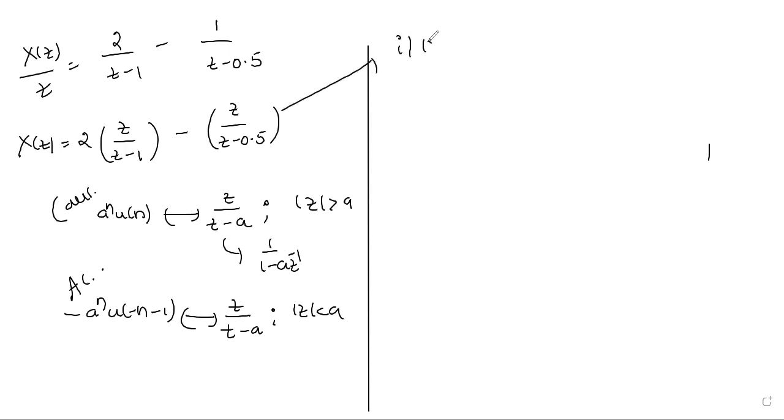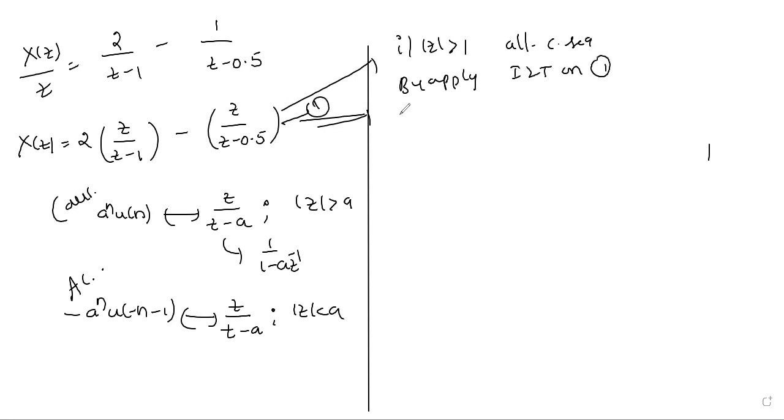Now, first, mod z is greater than 1, the maximum of the poles. So all causal sequences we have to select. Applying IZT on equation 1, x of n equals 2 into 1 power n u of n, minus 0.5 whole power n u of n. This is for the first case, ROC.